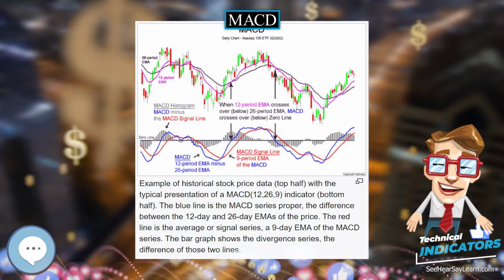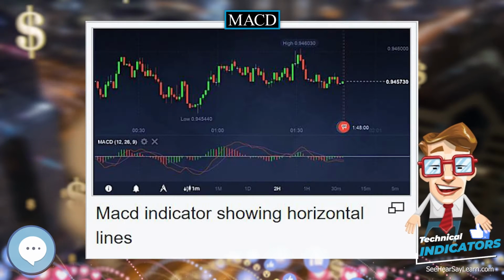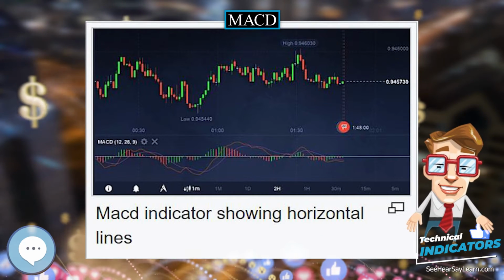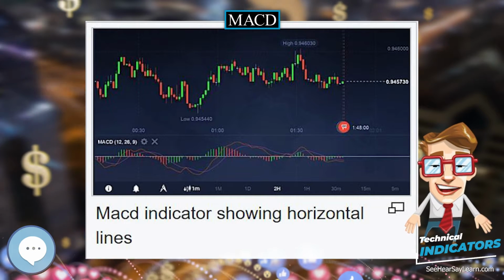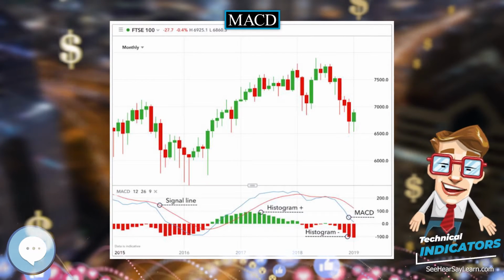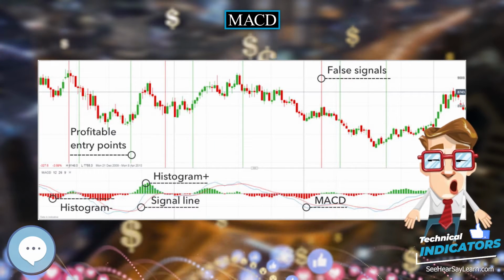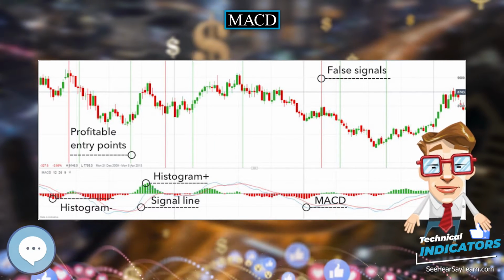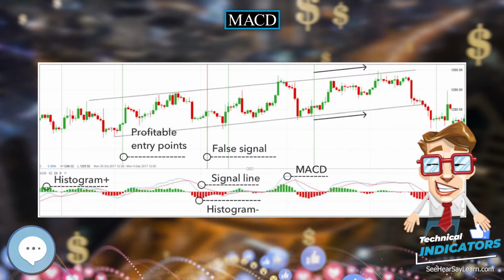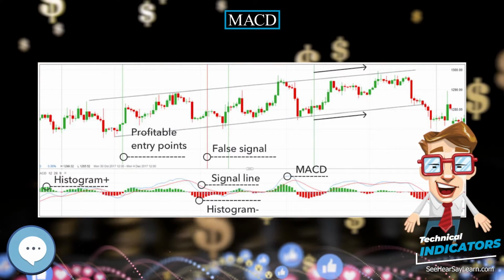MACD. MACD, short for Moving Average Convergence/Divergence, is a trading indicator used in technical analysis of stock prices, created by Gerald Appel in the late 1970s. It is designed to reveal changes in the strength, direction, momentum, and duration of a trend in a stock's price.